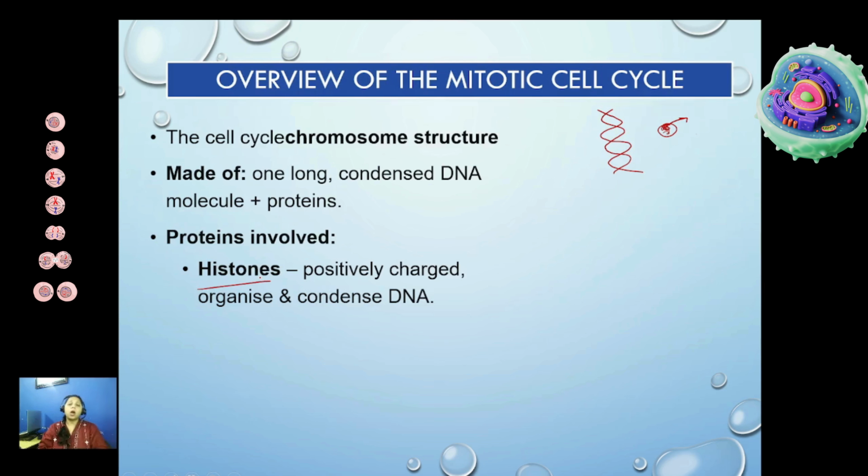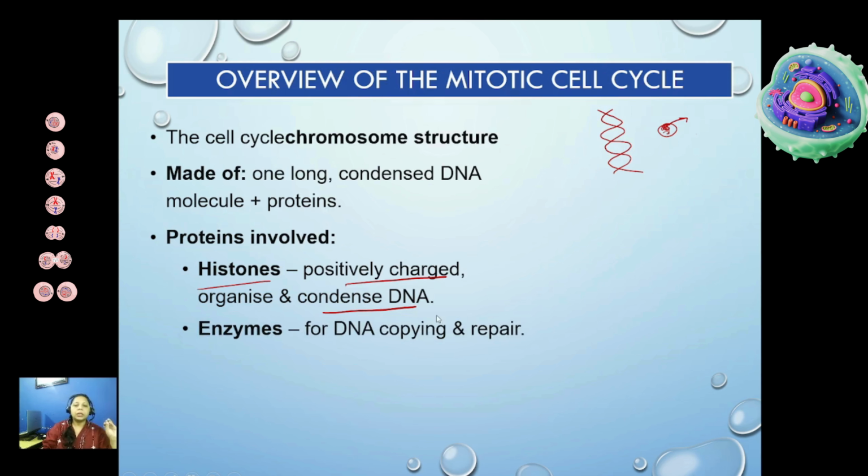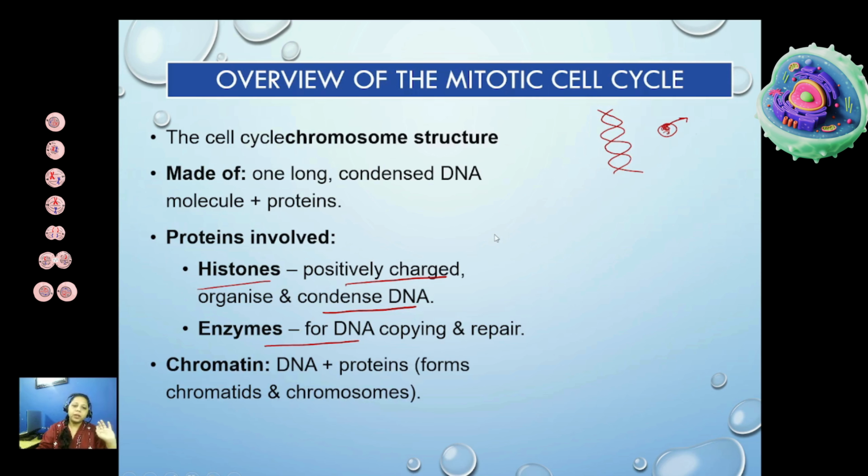So how does it do this? Because it is positively charged, it can easily bind with the DNA and it condenses the DNA. The second thing is the enzyme that is responsible for copying or repairing this. As you know, DNA replicates in the cell cycle, meaning it produces a copy of itself. This is a long process, discovered by certain scientists, of how the two strands get separated and copied.